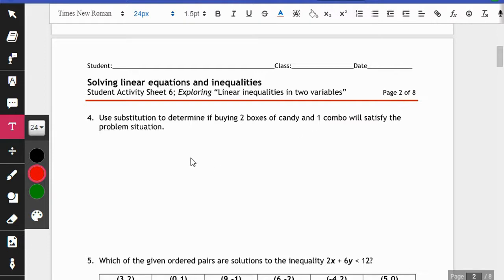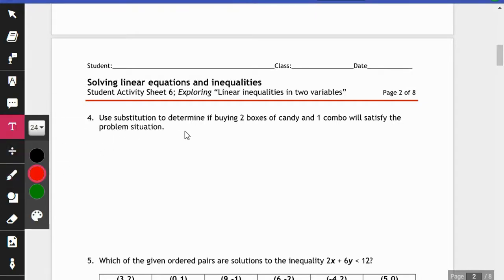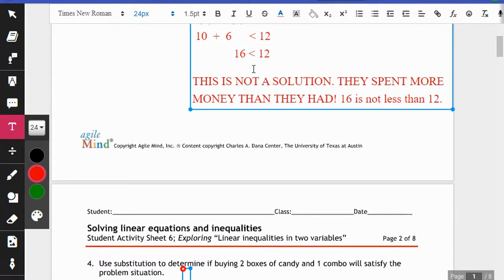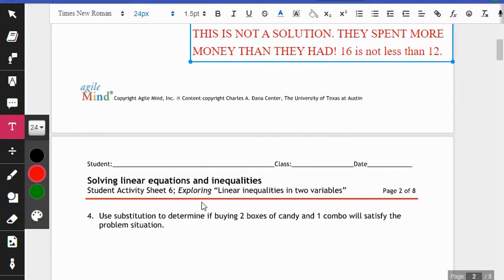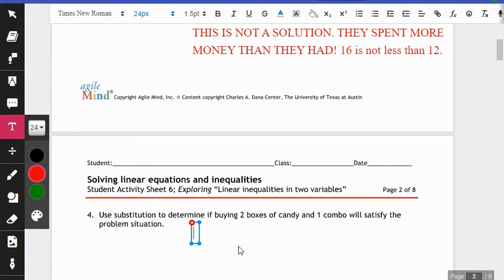Use substitution to determine if buying 2 boxes of candy and 1 combo will satisfy the problem situation. Okay, let's do that. I'm just going to continue to use less than because it's easier to type, even though it should be less than or equal to. But it's okay. I can change it if we have to later. So we're going to say 2x plus 6y is less than.